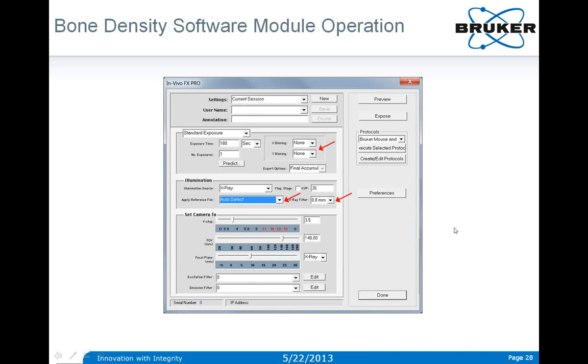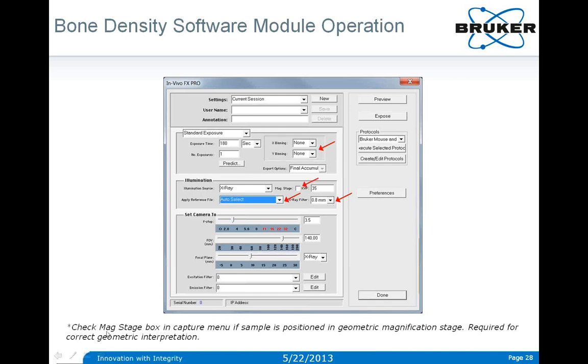So this shows the capture menu for the In-Vivo FX, and we show here no binning, so we're using the maximum number of pixels. We want to make sure that we apply a reference file so that we get a nice, consistent, even X-ray image. We're selecting the 0.8 millimeter aluminum filter.